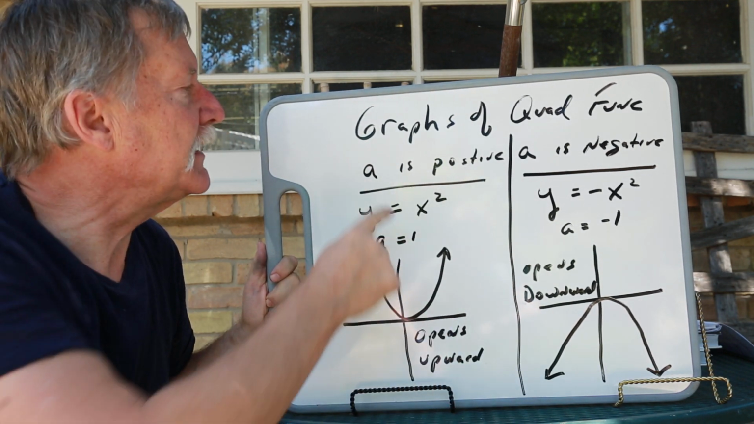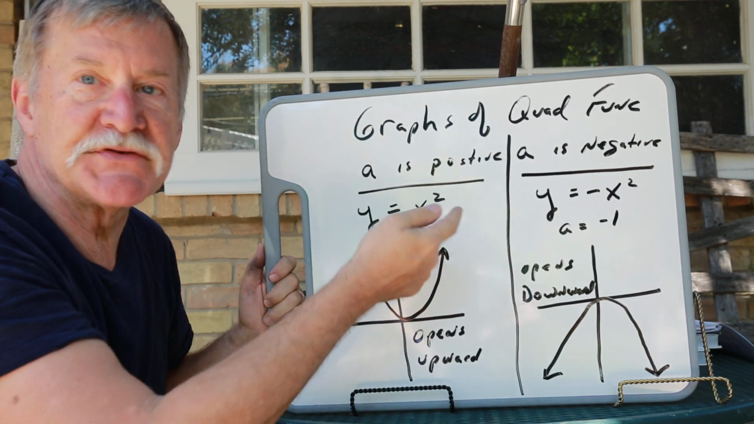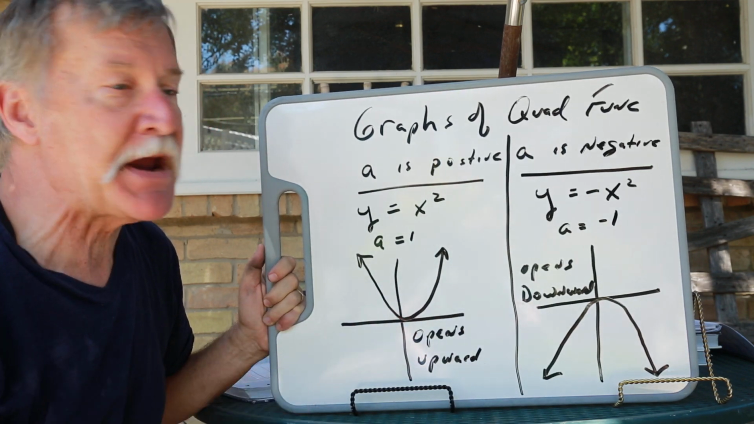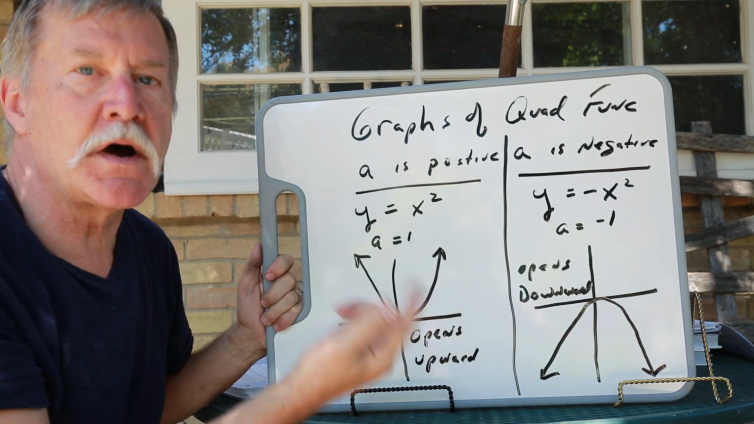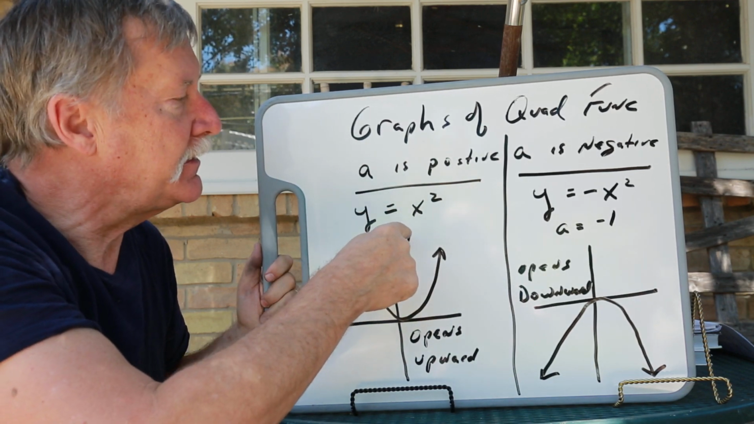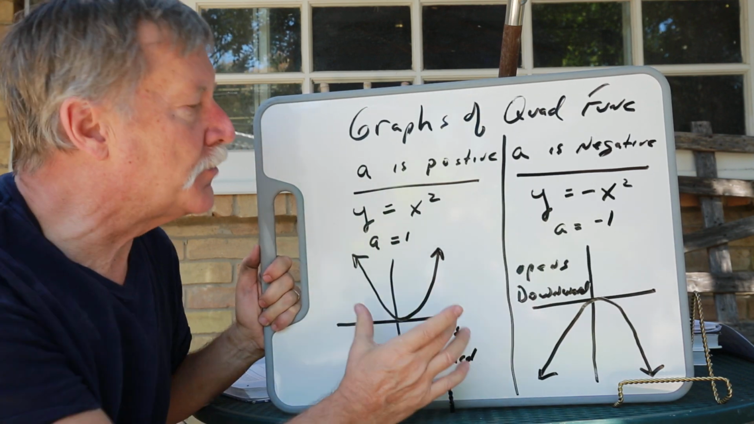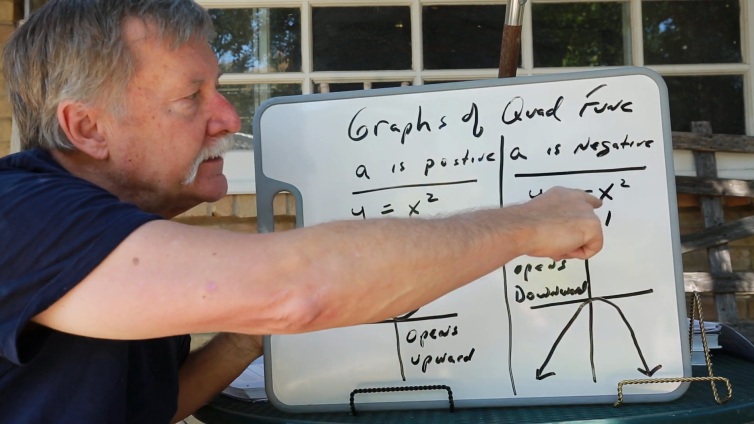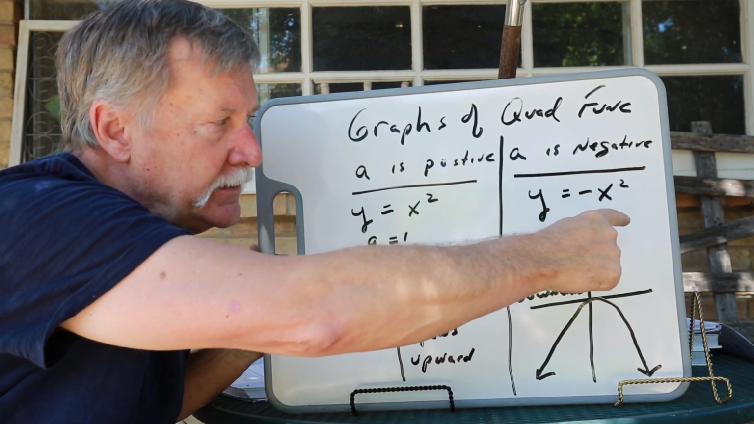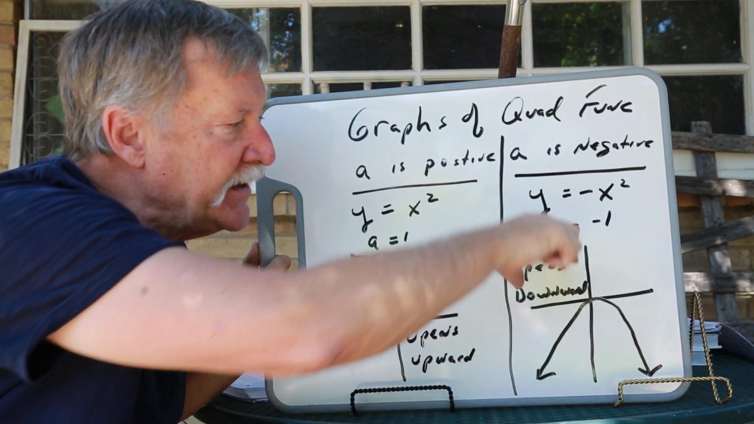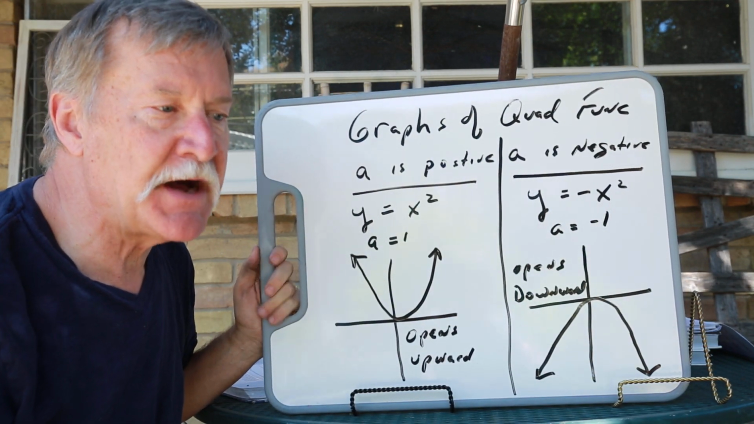Simply put, if a is positive, then it's going to open upward. For example, y equals x squared, considered the simplest parent function of a parabola. If y equals x squared, a is equal to 1. Remember, we don't write 1, but it's still there. So this says that the parabola y equals x squared will open upward. On the other hand, if a is negative, y equals minus x squared, a equals minus 1, then it will open downward. All depends on just whether a is positive or negative.